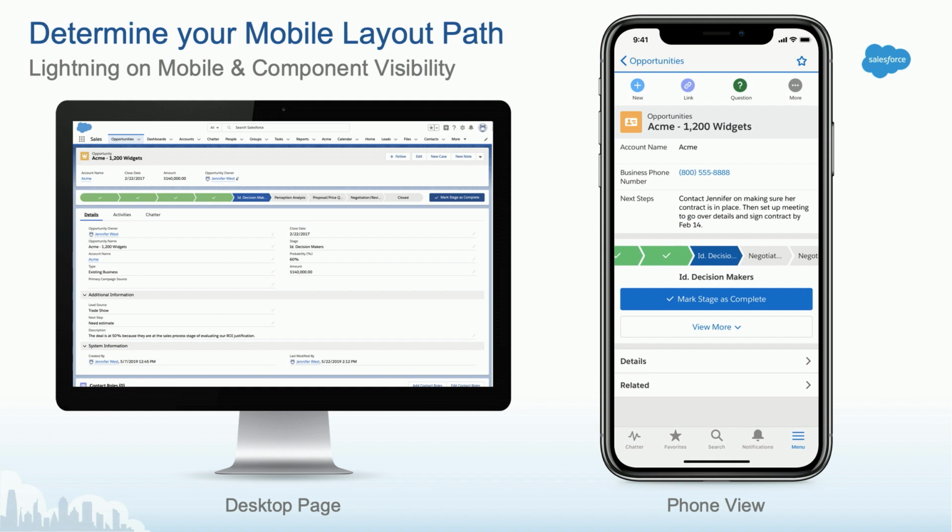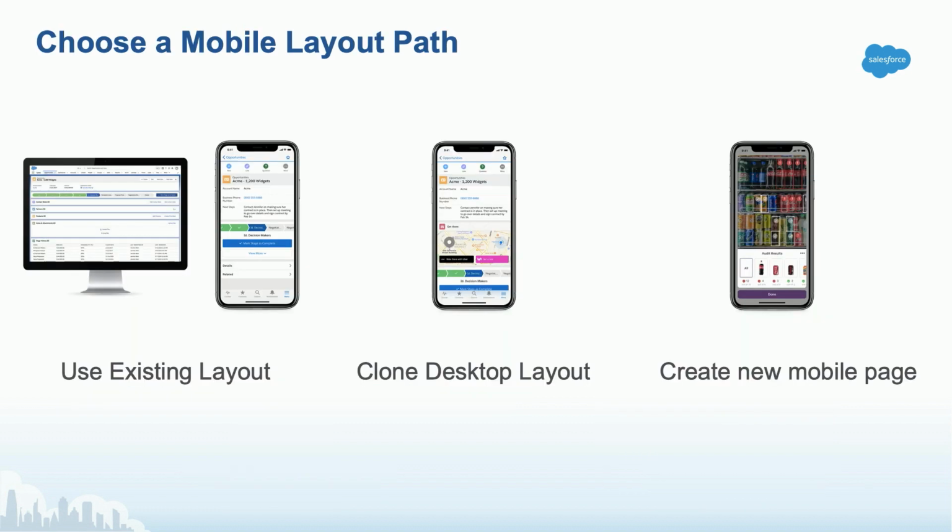So using that and the data that you've collected, you have three different options for choosing your mobile layout path. You can either use an existing desktop layout. You can clone a desktop layout, that is, taking an existing desktop layout, cloning it, and then customizing it for your mobile experience. And last is creating a new mobile page from scratch. Well, you might be wondering now, when do I use which of these options?